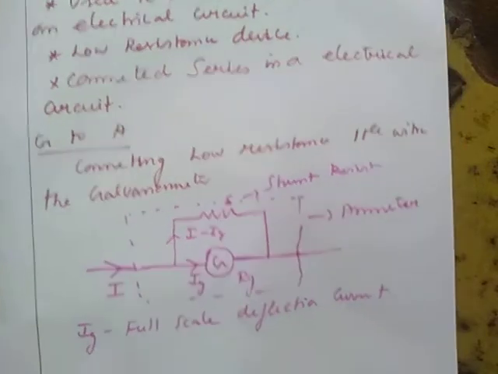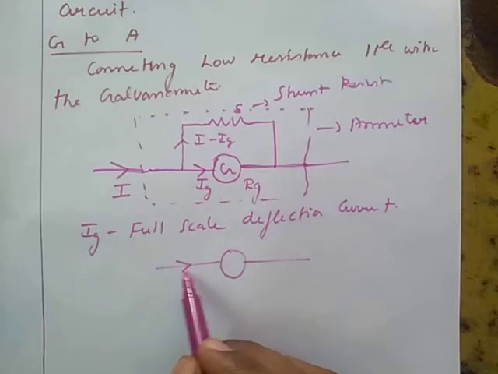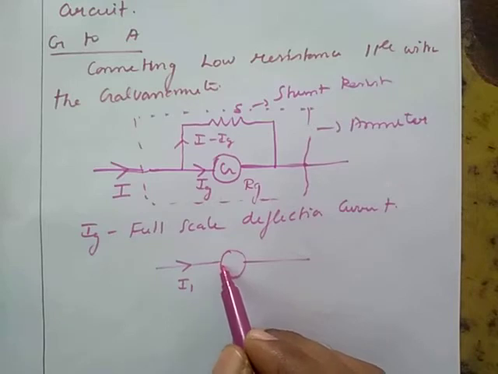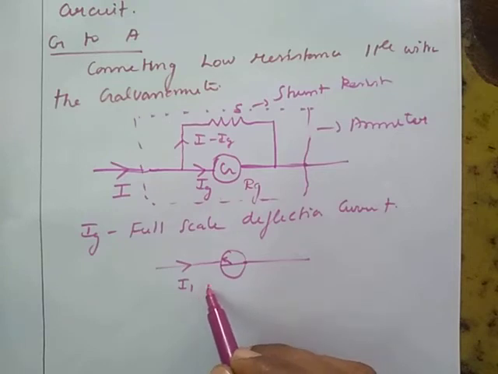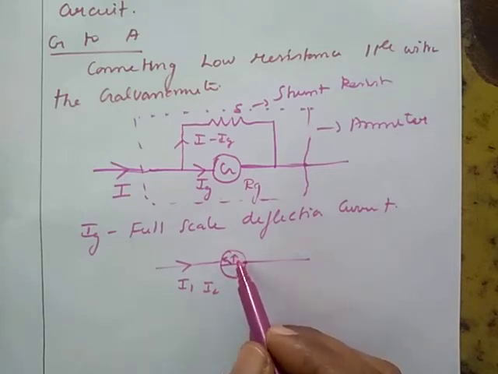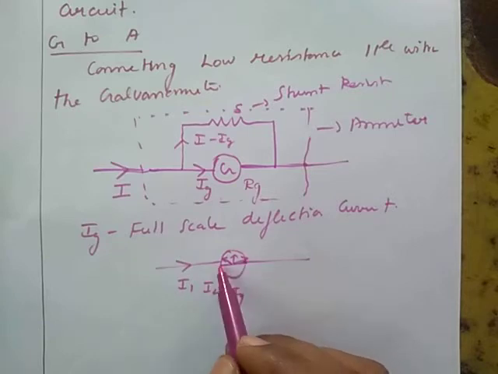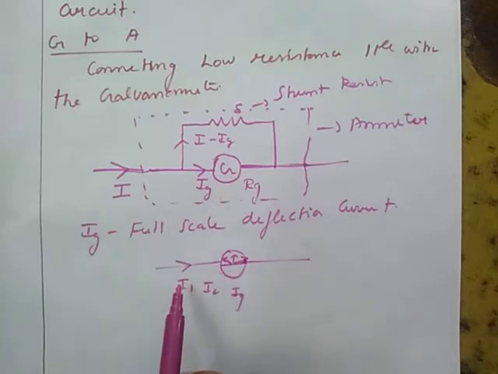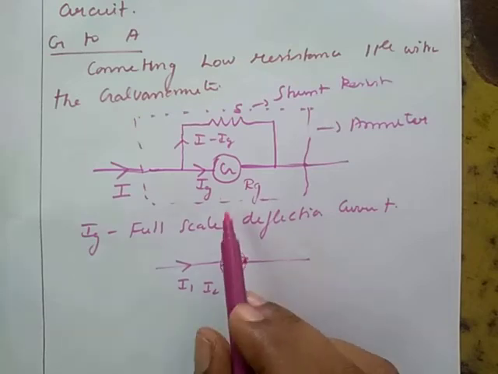Let me see what is full scale deflection current. Suppose I consider a galvanometer. At the first instant I apply a current I1. For that I1 it produces a deflection here. Then I apply I2, and for that it produces deflection here. Then I apply Ig, it produces deflection at the last division of the scale. That is known as full scale deflection. The current needed for full deflection of that galvanometer is known as full scale deflection current. Here Ig is the full scale deflection current.